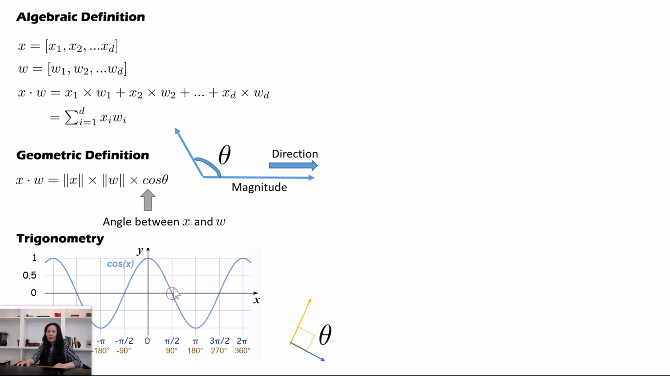This point expresses that the angle is 90 degrees and the cosine value is 0. What this means is that when the two vectors are orthogonal, meaning the angle between them is 90 degrees, then the cosine is 0. And so we will know that x dot w will be equal to 0 if they are orthogonal.